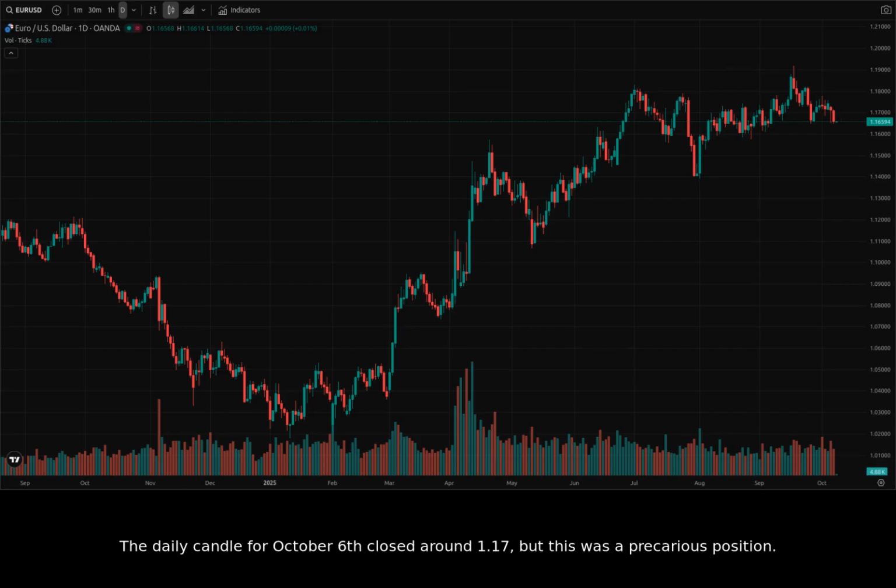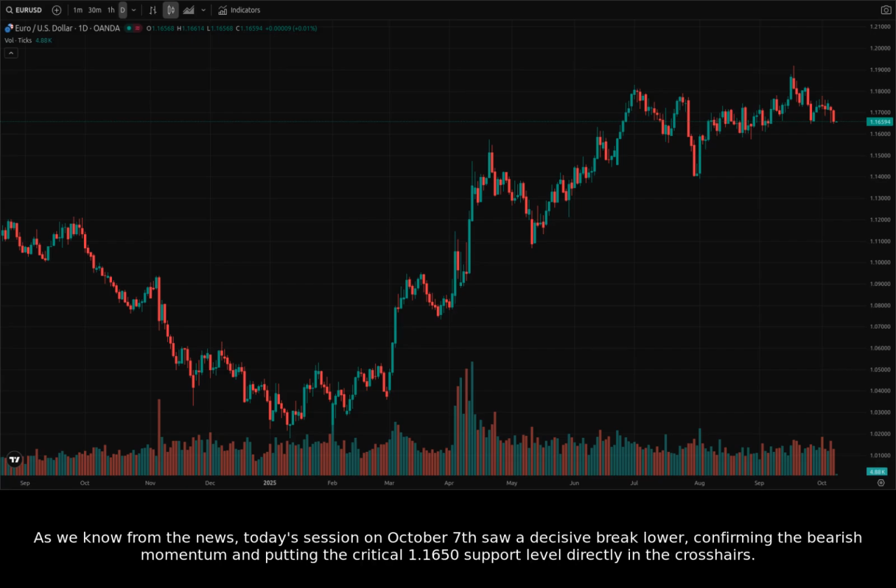The daily candle for October 6th closed around 1.17, but this was a precarious position. As we know from the news, today's session on October 7th saw a decisive break lower, confirming the bearish momentum and putting the critical 1.1650 support level directly in the crosshairs.